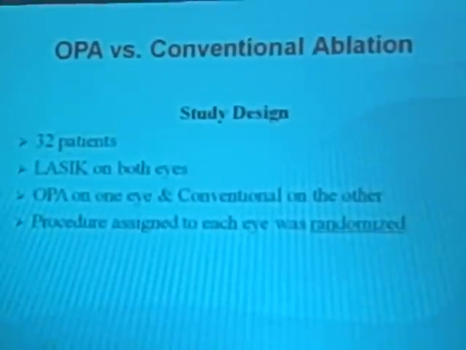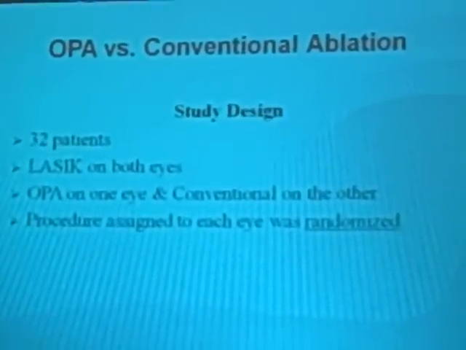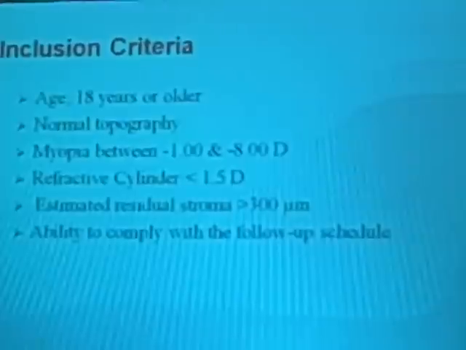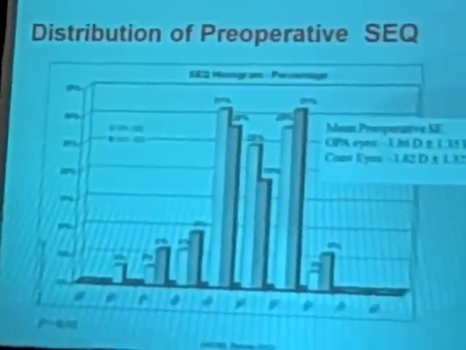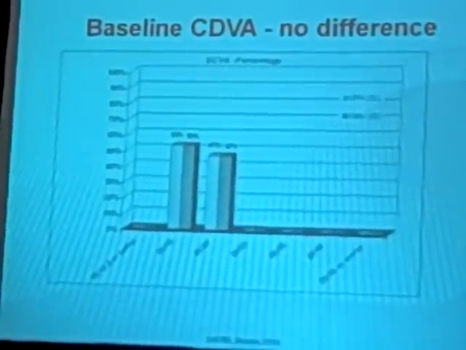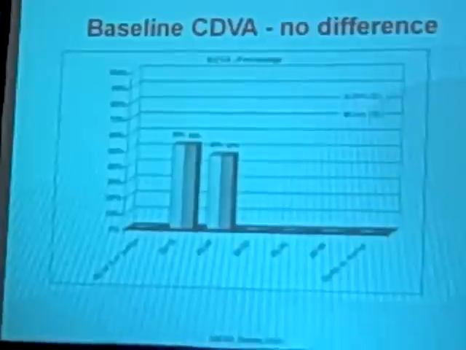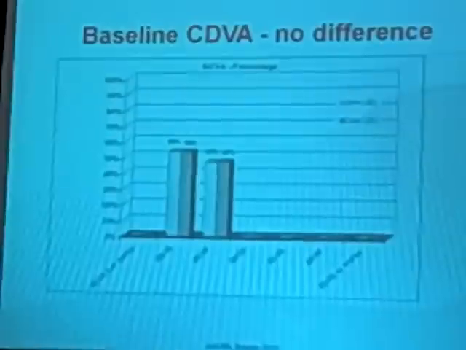Eyes: we used one eye OPA, one eye standard, and these were randomized in a prospective fashion, so it's a very nice study design. The treatment average between the two groups was quite similar. There was no difference at baseline in the distance-corrected visual acuity. Everybody saw 20/16 or 20/20.